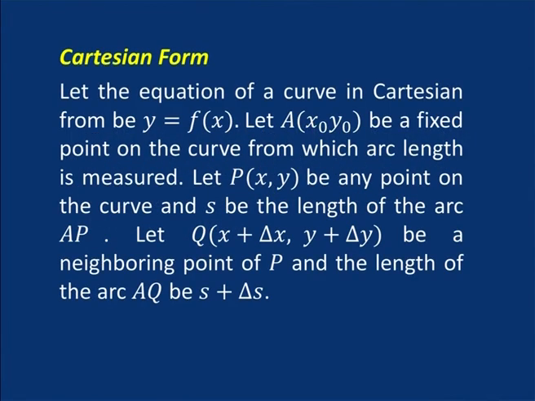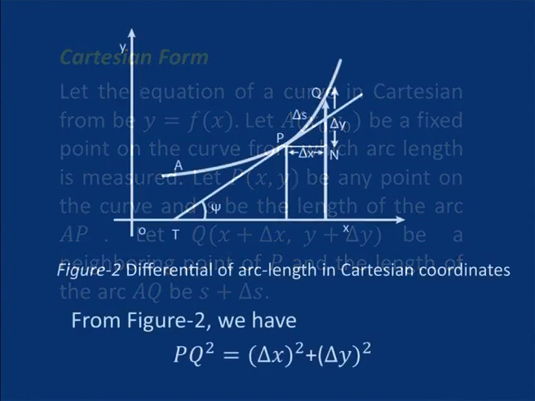In the Cartesian form, let the equation of the curve be y equal to f(x). Let A(x0, y0) be a fixed point on the curve from which arc length is to be measured. Let P(x, y) be any point on the curve and s be the length of the arc AP. Let Q(x plus delta x, y plus delta y) be a neighboring point of P and the length of the arc PQ be s plus delta s as shown in the figure.